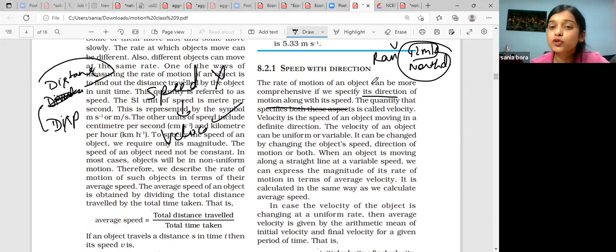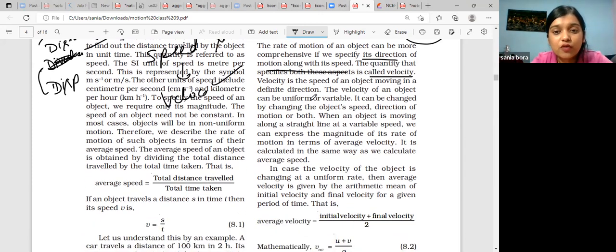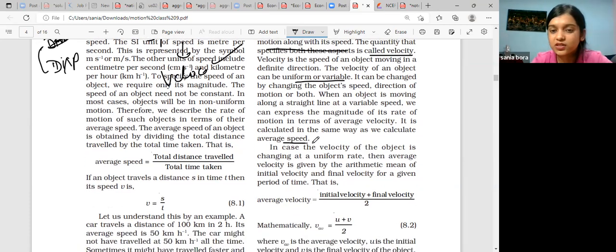So the rate of motion of an object can be more comprehensive if we specify its direction of motion along with the speed. The quantity that specifies both these aspects is called velocity. So velocity will tell you the speed as well as the direction of motion. The velocity of an object can be uniform or variable. It can be changed by changing the object's speed, direction of motion, or both. When an object is moving along a straight line with variable speed, we can express the magnitude of its rate of motion in terms of average velocity. It is calculated the same way we calculate average speed.